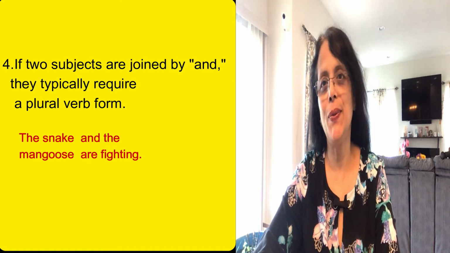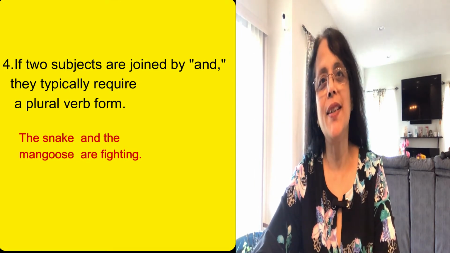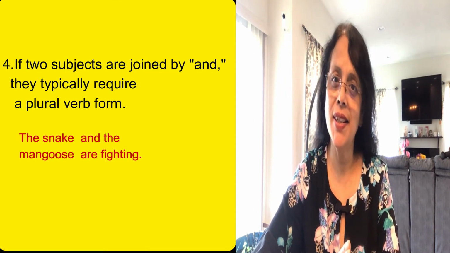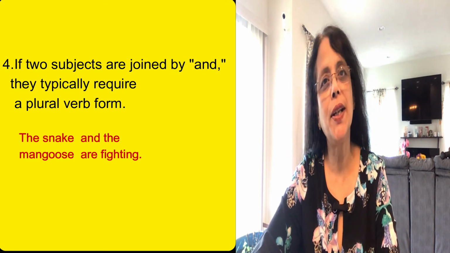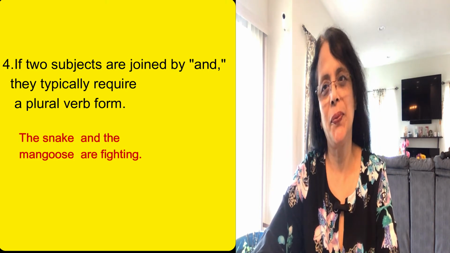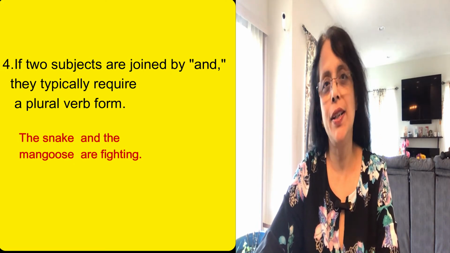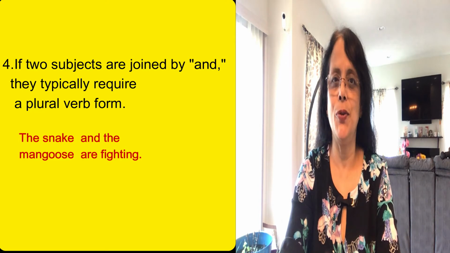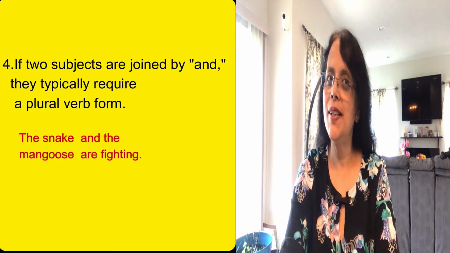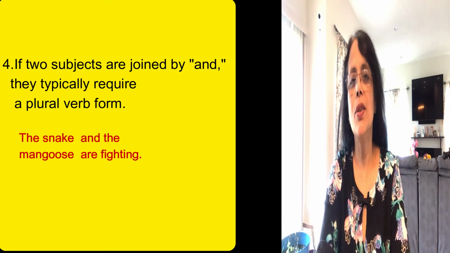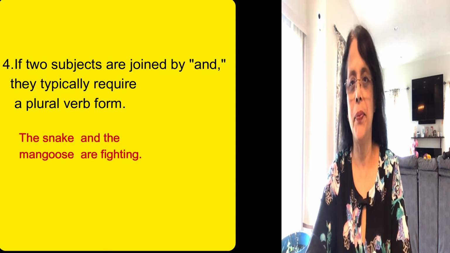Now, the fourth rule: if two subjects are joined by and, they typically require a plural verb form. Example: the snake and the mongoose are fighting. The snake and the mongoose. Two subjects, they are joined by and. So we are using plural form. Are.